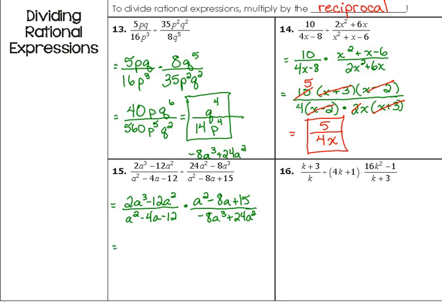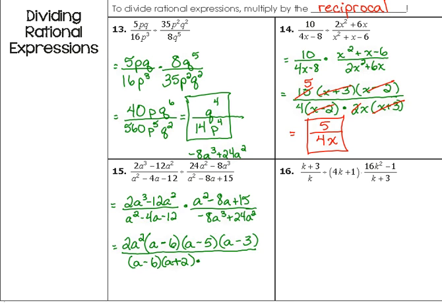First numerator, what's the GCF? 2, just 2? a squared. Okay, 2a squared leaves us with a minus 6. Second numerator, no GCF, so 2 sets of parentheses. a times a is a squared. Negative 5 and negative 3 gives us negative 8. First denominator, a minus 6 times a plus 2.